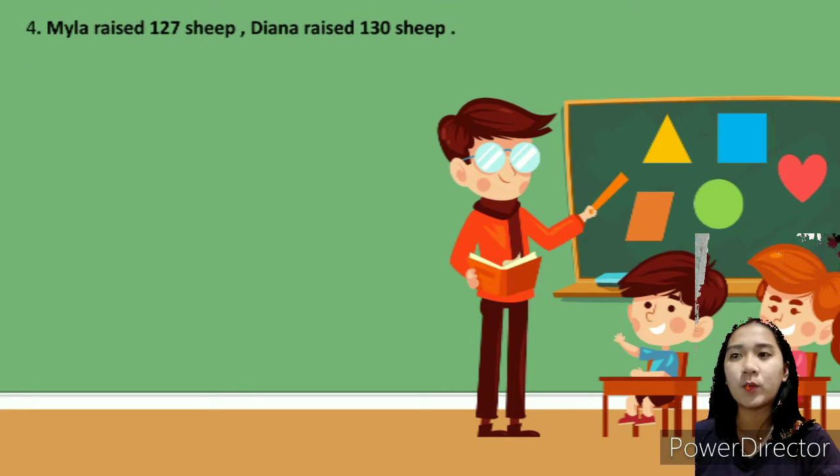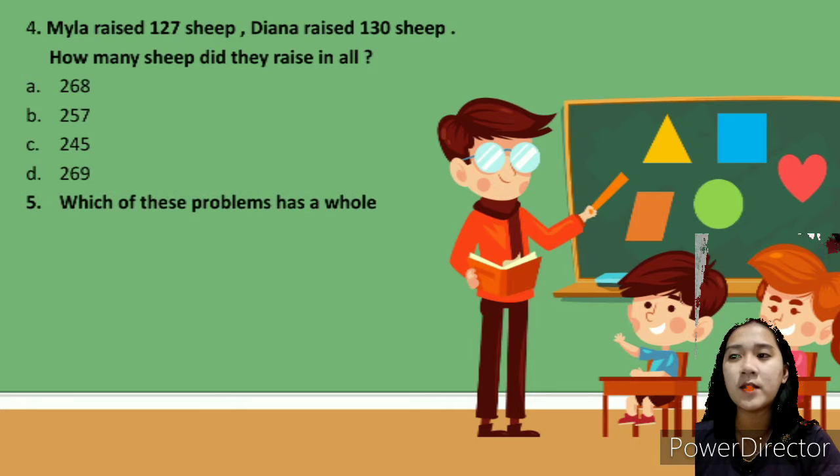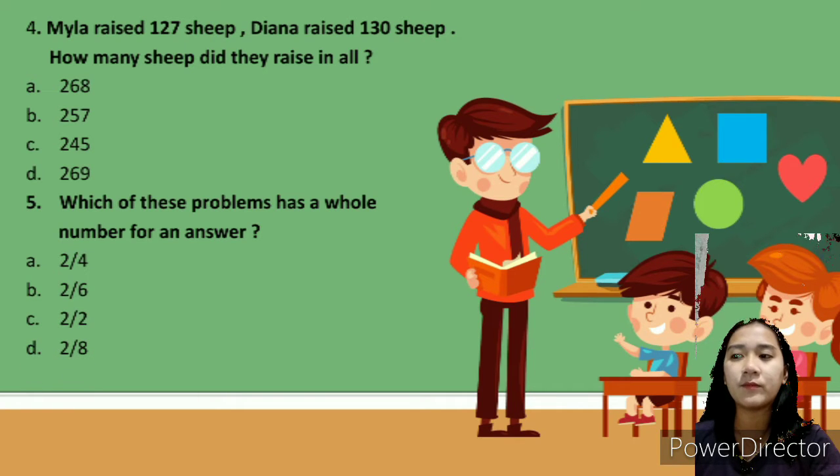Number 4. Myla raised 127 sheep. Diana raised 130 sheep. How many sheep did they raise in all? A. 268, B. 257, C. 245, D. 269. Number 5. Which of these problems has a whole number for an answer? A. 2 over 4, B. 2 over 6, C. 2 over 2, or D. 2 over 8.